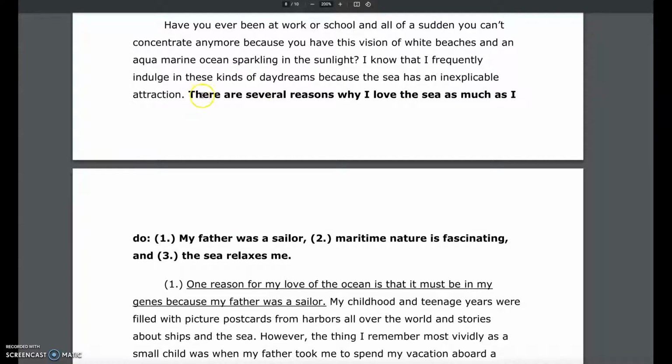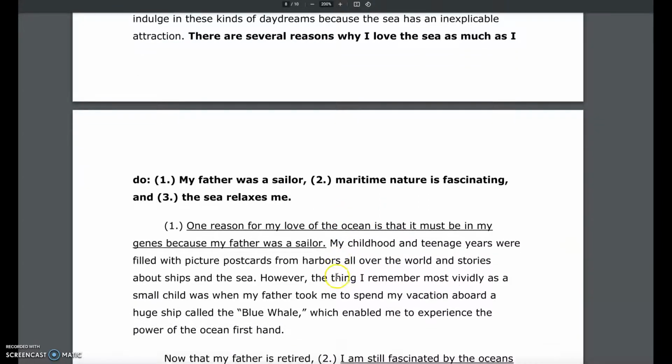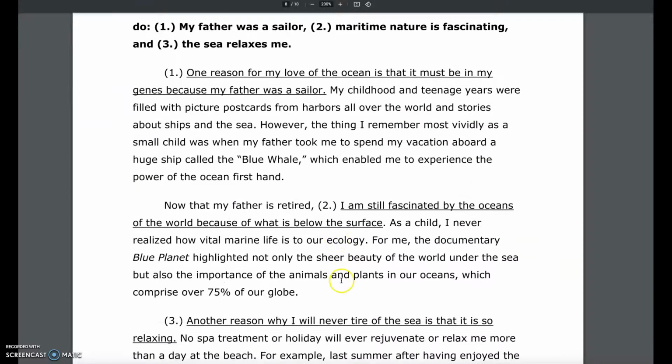So we see that the thesis statement is: there are several reasons why I love the sea as much as I do. My father was a sailor, maritime nature is fascinating, and the sea relaxes me are the subtopics. They clearly tell us that the next 3 body paragraphs will discuss these topics in this order. So let's look at the first body paragraph.